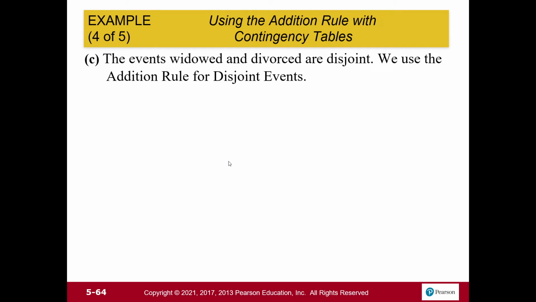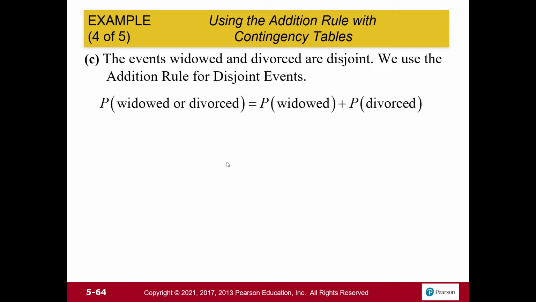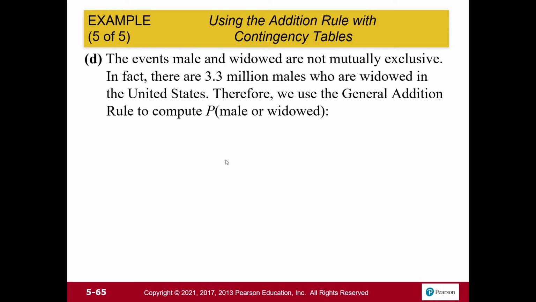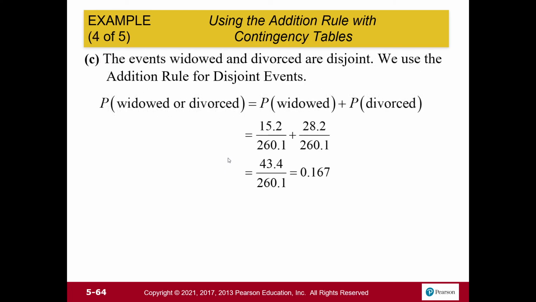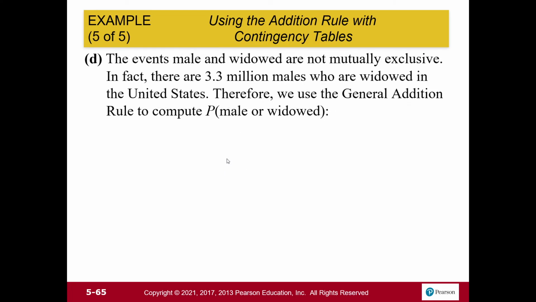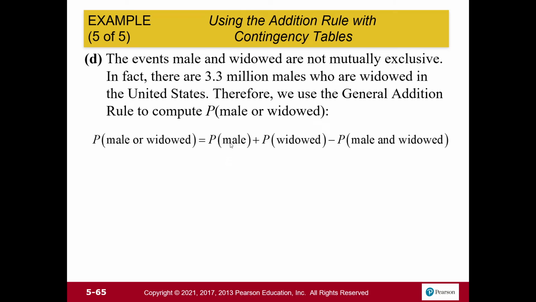The events widowed and divorced are disjoint. We use the addition rule to calculate that probability. So the probability of widowed or divorced, and that's the answer. Okay, probability of male or widowed. All right, well, there is an overlap, so we do have to subtract out the male and widowed cell there.